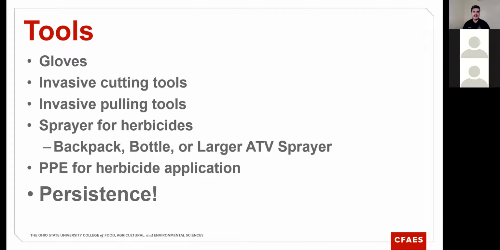The last tool I have on there is persistence. And I put that on there because if you decide that you don't want to go the chemical route and you want to go the mechanical route, or even if you go the chemical route, it's hard to get rid of these plants. These plants are invasive for a reason. We call them invasives for a reason. If they were easy to get rid of, if you could just go out there and mow it once and it would be gone forever, or you could just pull it out and it'd be gone forever, these plants wouldn't be invasive. They're aggressive by nature, and they're hard to get rid of. They really are.